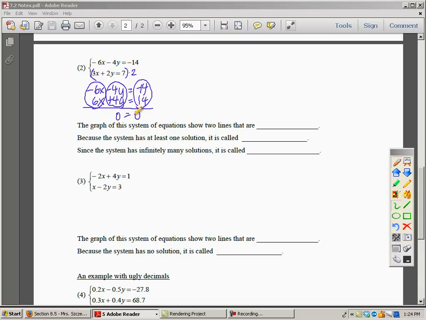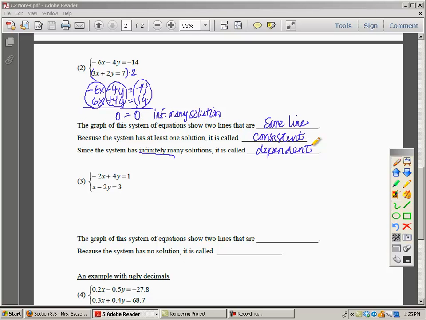In Algebra 2, we would have said there are infinitely many solutions. Okay? What that means is that the two lines are exactly the same line. It means that because there is at least one solution, in this case there are infinitely many, we said it was consistent. But because we actually don't have just one solution, we have infinitely many, we say it's dependent.